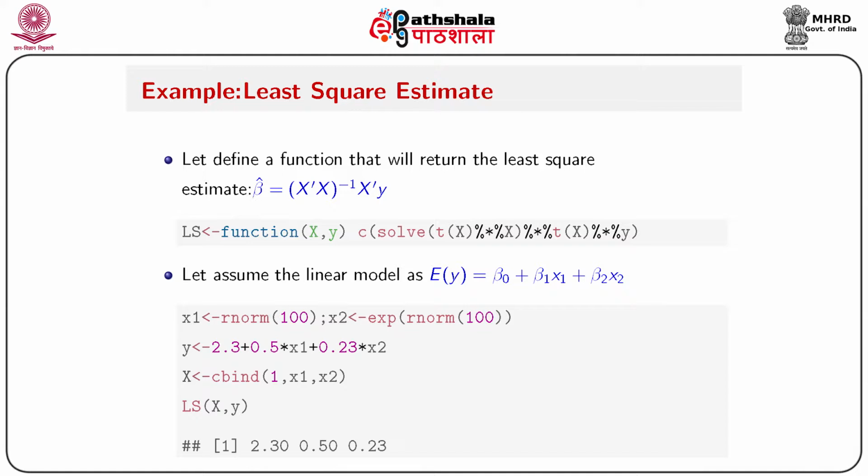beta 2 is 0.23. Now let's combine all three variables into a design matrix: cbind 1, x1 and x2. So capital X is the design matrix and y is the response. Now if I pass the design matrix and y as the two arguments of the ls function that I defined, then it will give you the estimate of beta, and that is exactly equal to what I have given as the true value.